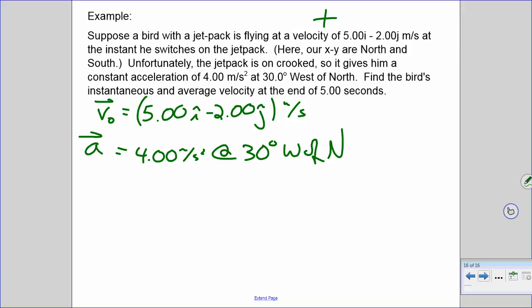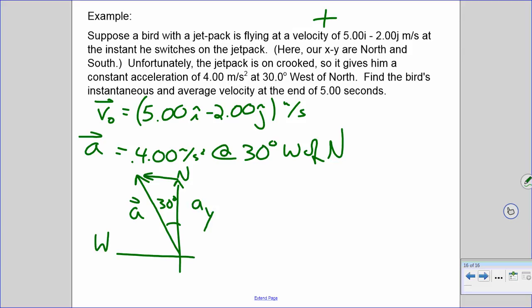We want west of north. So here's north, here's west. Here's my vector. Where's the 30 degrees? Is it above or below? Above, because it's west of north, not north of west. So here's my A. I need to find AY and AX. Is everybody okay with why I put my arrows on AY and AX pointing the way I did? AY is north because we're accelerating north. AX is west because we're accelerating west.